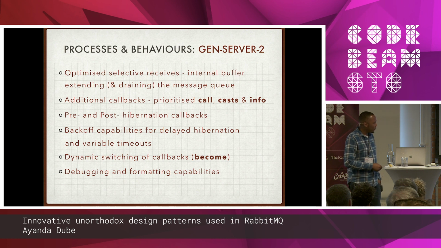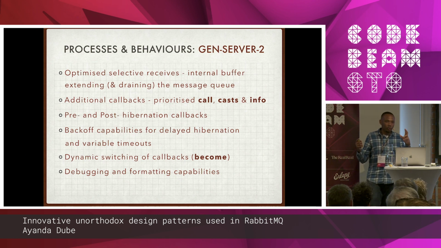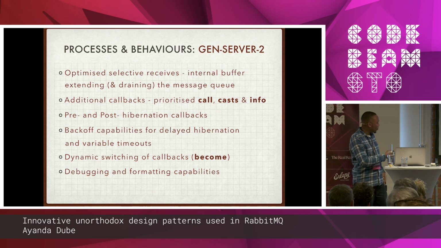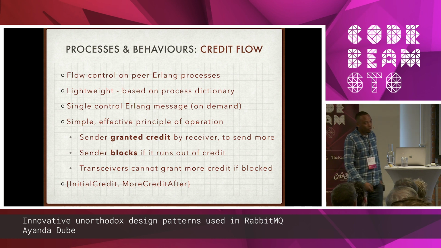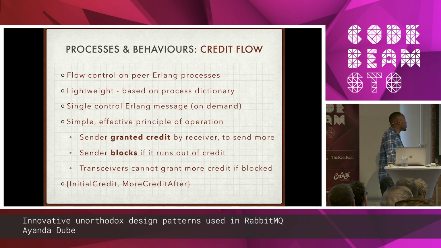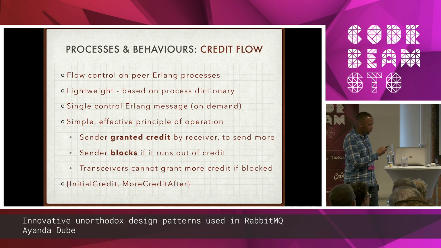You can do backoff, right? So for delayed hibernation and variable timeouts. So timeouts can have some incremental logic based on this backoff. And then you can switch your callbacks, right? So you can actually return a tuple with become and the callback name, and then it will switch to another callback and transfer the state which would have been passed to the other module. And then you've got additional debugging and formatting capabilities. Yeah. So that's GenServer 2.